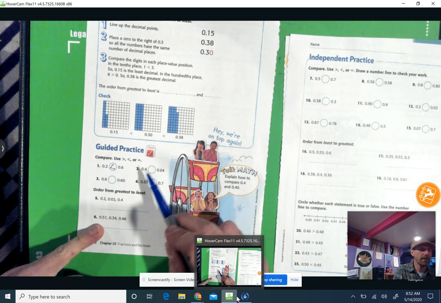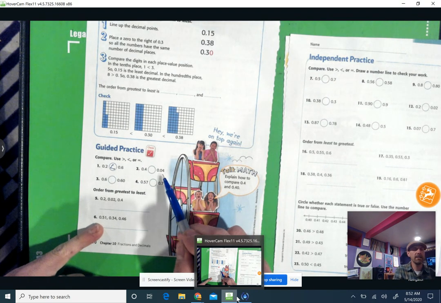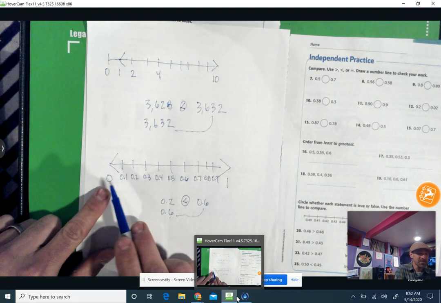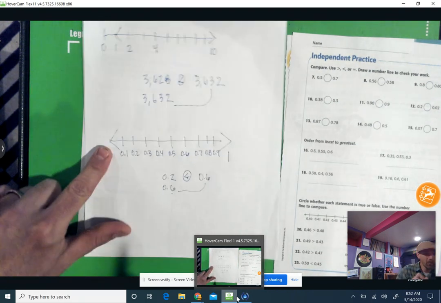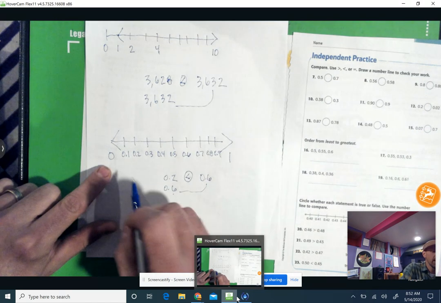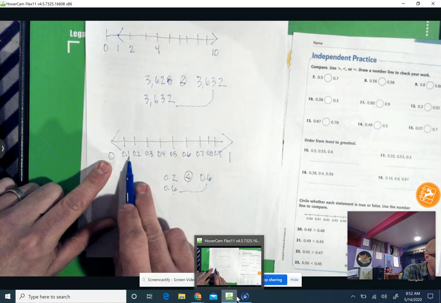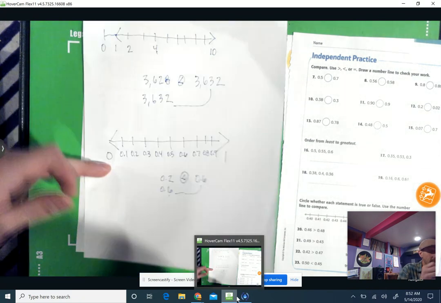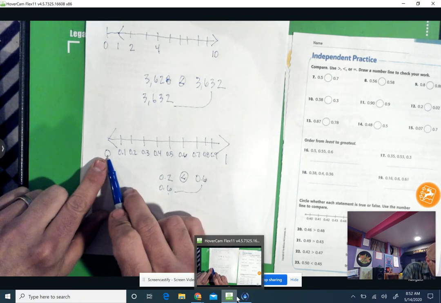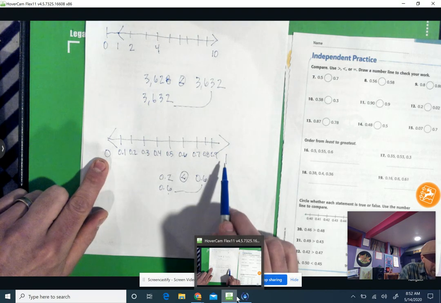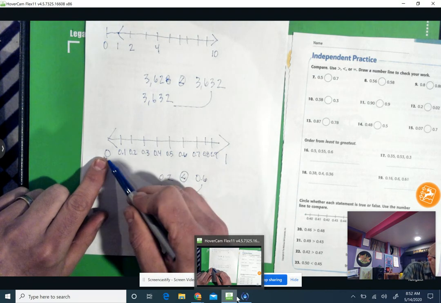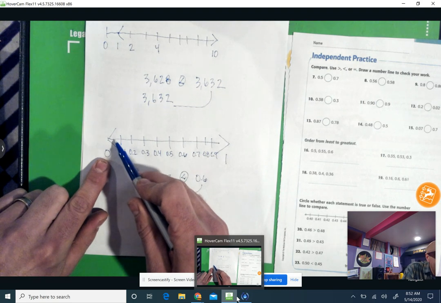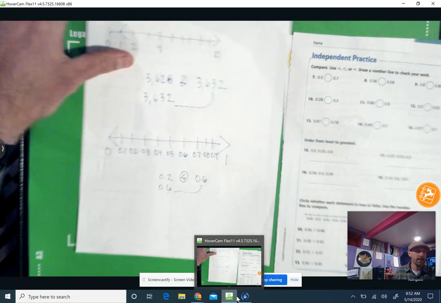Now we have 4/10 and 4/100. Now, 4/100, check this out. 4/100 is super tiny. 4/100 is less than 1/10. Okay, so why is that? Okay, so we are dealing with between 0 and 1/10, not even between 0 and 1. Okay, so 4/100 is way inside of here between 0 and 1/10.